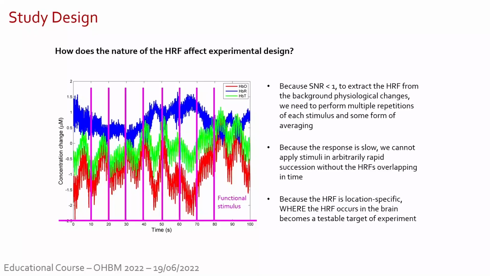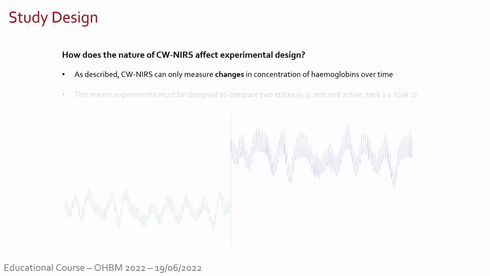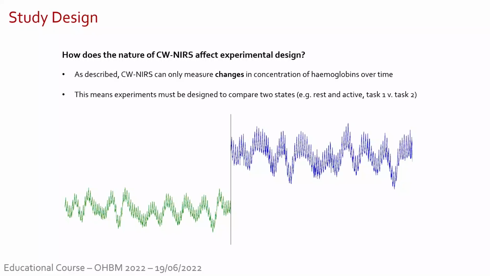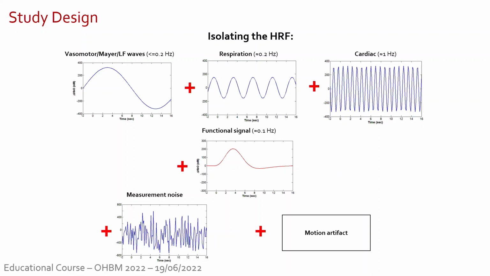And because it's localized, where the HRF occurs is important for the study, and for that we already work on designing an effective headgear. As Hamid already described, with CW fNIRS we can only measure changes in concentration. That means that normally with fNIRS we compare two states, either condition A with condition B, or a specific condition compared to rest.